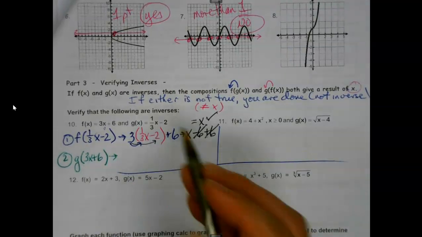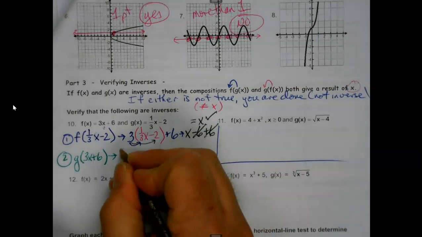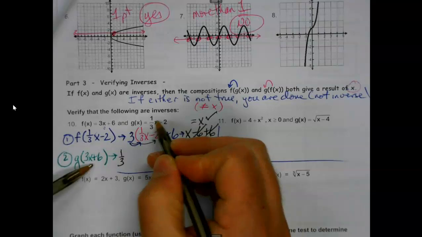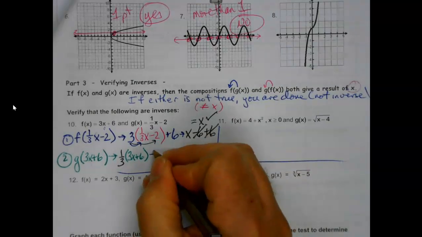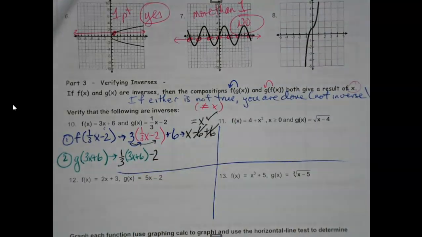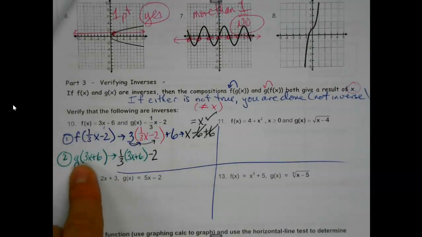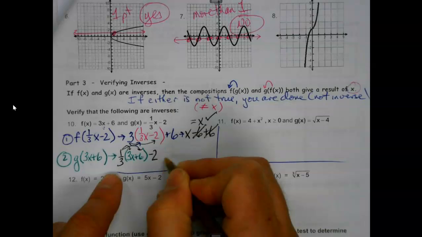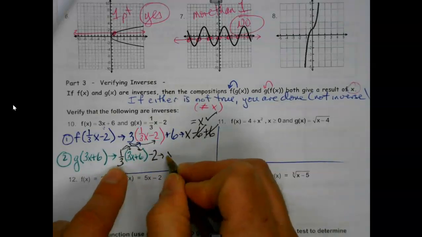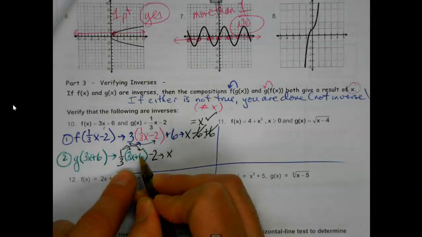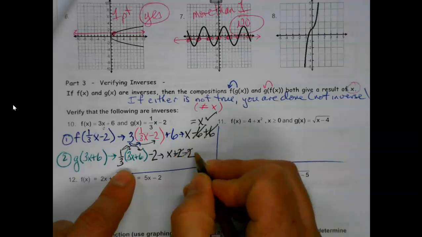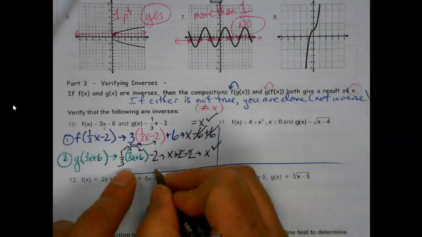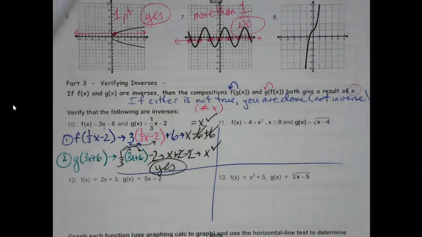So I go to my g function. I'm like, all right, so we got 1/3. X is being replaced with what's in the parentheses. Don't lose the rest of your problem when you do this. The only thing being replaced is that x. Distributing. 1/3 of 3 is 1, so that's just x. 1/3 of +6 is +2, minus 2. Both are check marks. Both are good. That is 100% yes.